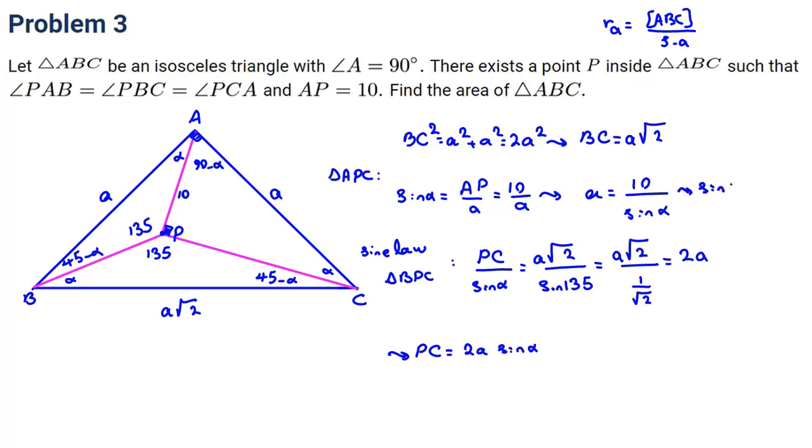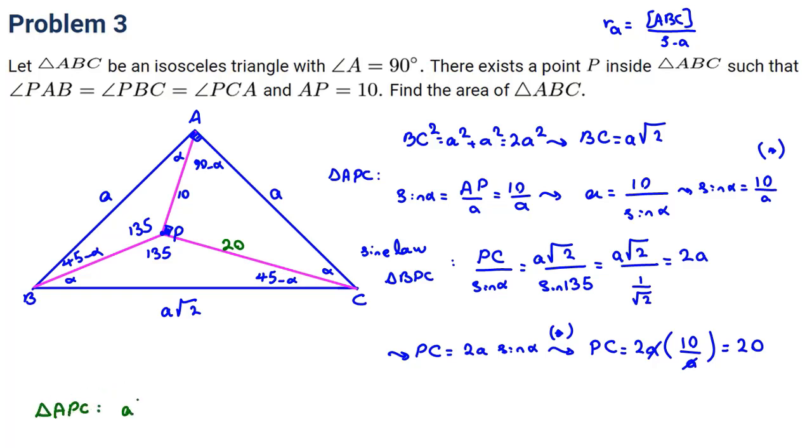From here, you can say sine alpha equals 10 over A. If we call it a star, then by applying a star, PC equals 2A, and instead of sine alpha, we write 10 over A. These A's will be cancelled, so PC will be 20. Okay, so let's write PC 20 here. Now we can find A easily by the Pythagorean theorem in triangle APC. A squared equals 10 squared plus 20 squared. So it will be 100 plus 400, so it will be 500. So A equals, if we take the square root, 10 root 5.